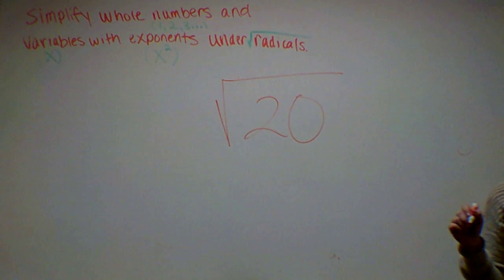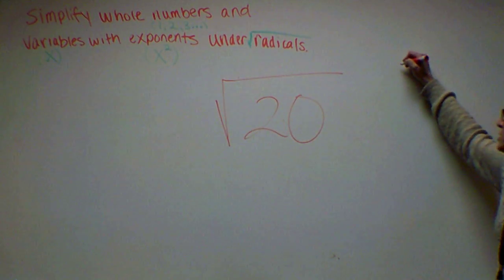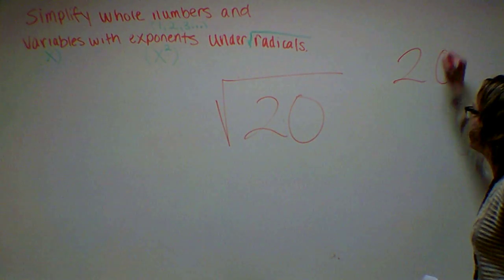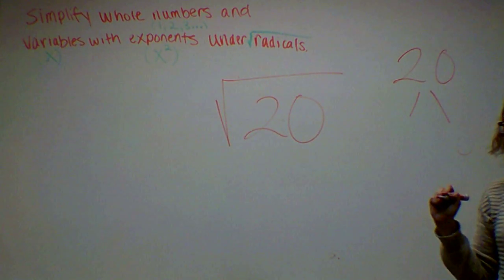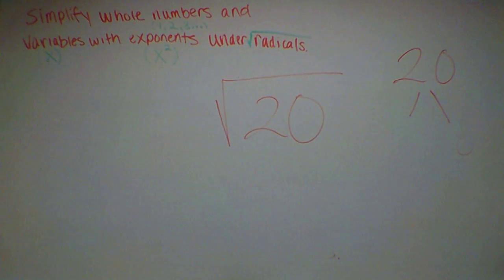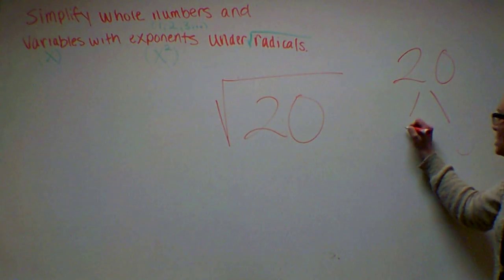So the first thing we do is we list all of the factors until everything is prime. So someone tell me, what's something we can divide 20 by? 1, 2, 4, 5. Okay, let's start with 2. What's 20 divided by 2? 10.